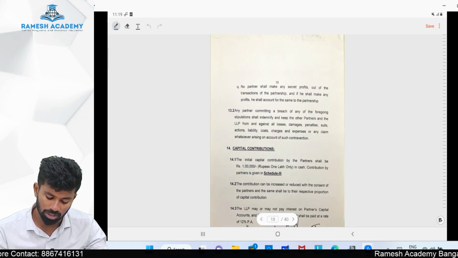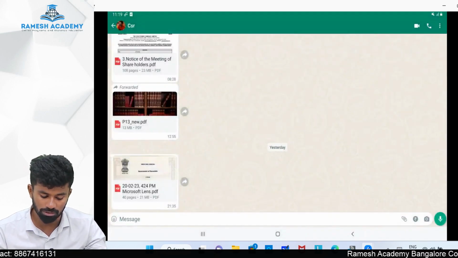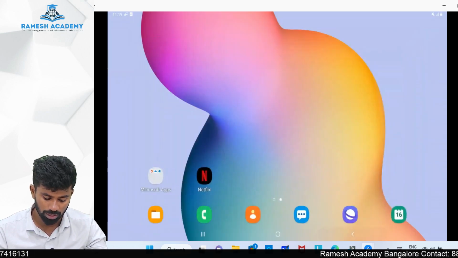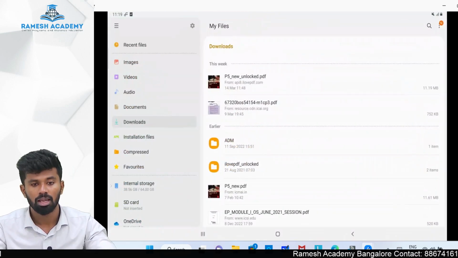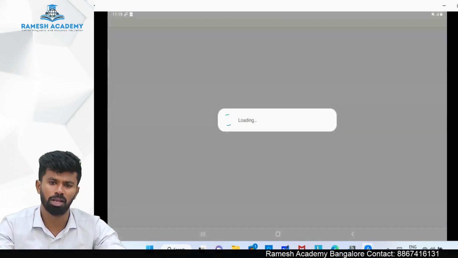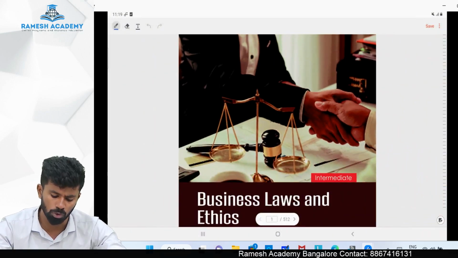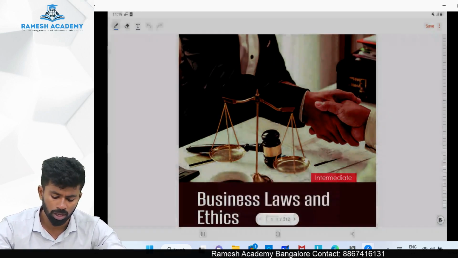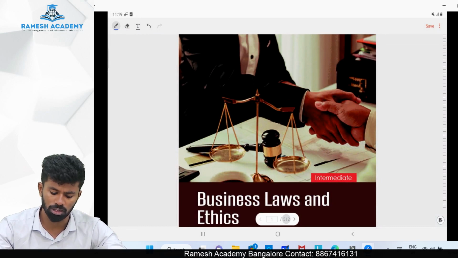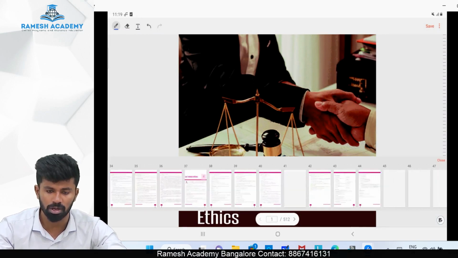So whatever the rights, capital contributions, everything will be agreed by whom? Agreed by the partners in the LLP agreement. So once you become a CMA, when you go for incorporation of an LLP, you do all these things practically, including drafting of the LLP agreement.